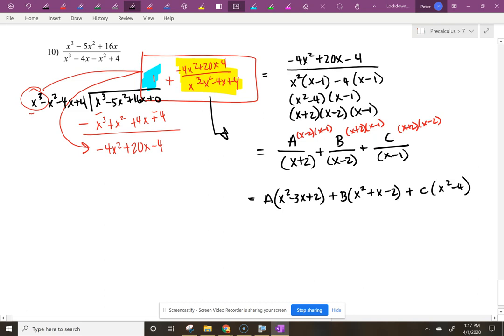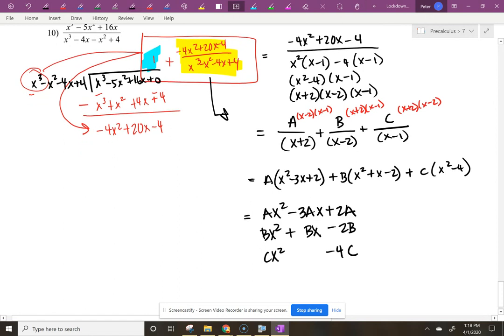And now finally, I will distribute the A, B, and C through and get Ax squared minus 3Ax plus 2A. Here I would get Bx squared. And again, I'm going to use that technique of lining them up, so I think it's going to be a little easier for me, minus 2B. And then I have Cx squared and minus 4C. The only reason I do that is because, remember, I'm skipping around since we've done a couple of these now. The denominators, once I did this red stuff, were all the same and they dropped out. So now we just have numerators.